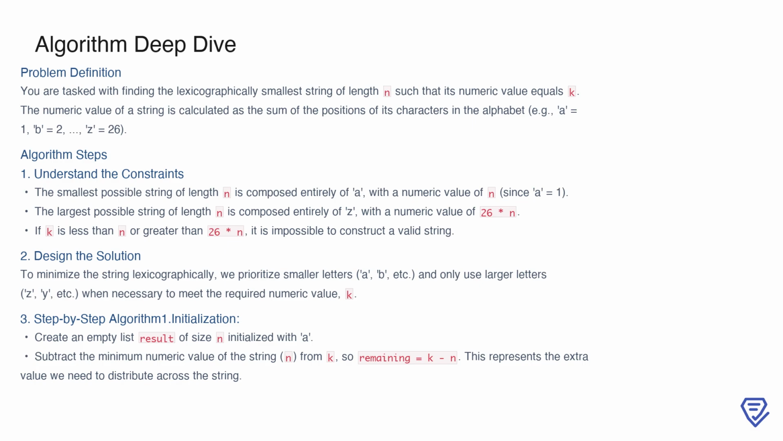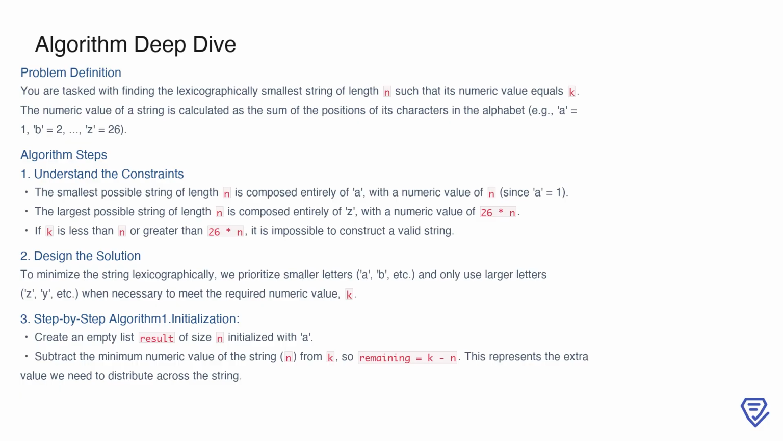To solve this problem, our task is to construct the lexicographically smallest string of length n such that its numeric value equals k. The numeric value of a string is the sum of the positions of its characters in the alphabet, where a equals 1, b equals 2, and so on up to z, which equals 26. Understanding the constraints is crucial here. The smallest string of length n is made entirely of a, which has a numeric value of n. On the other hand, the largest possible string is made of z, giving a numeric value of 26*n. If k is less than n or greater than 26*n, it's impossible to construct such a string.